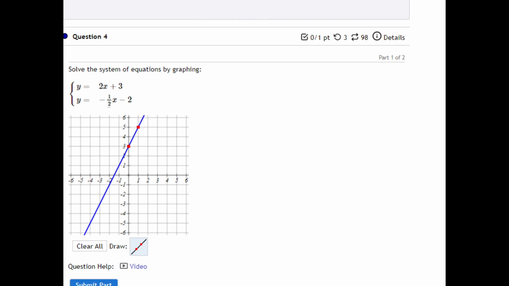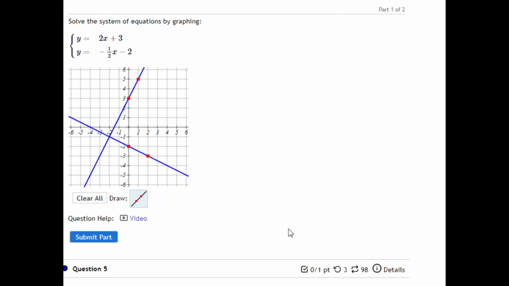My second one is negative 1/2 x minus 2. So I select my line tool again, and my y-intercept is negative 2. Now this one is negative, so I want to start by going down, and the denominator is 2. So, I'm happy with my graph. If you ever make a mistake, you do have to hit clear all. So let's go ahead and submit this part.